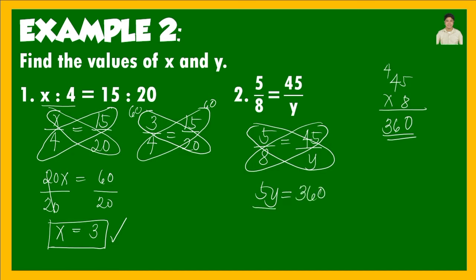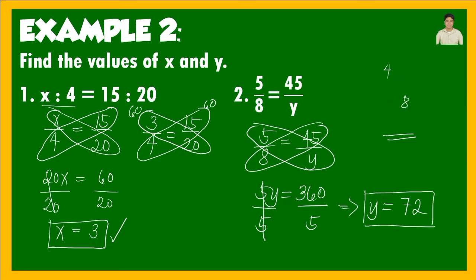And then we will divide both sides by 5. So makakancel yung 5. So y is equal to 360, divide natin sa 5, ang lilitaw pong sagot dyan is 72. So, burahin natin ito para ma-check naman natin kung tama yung product. So, i-rewrite natin ngayon yung ating sagot. 5 over 8 equals 45 over 72.